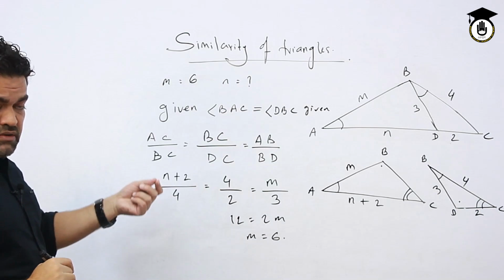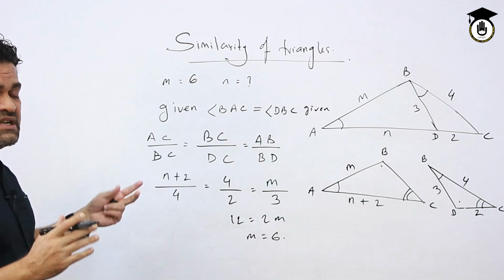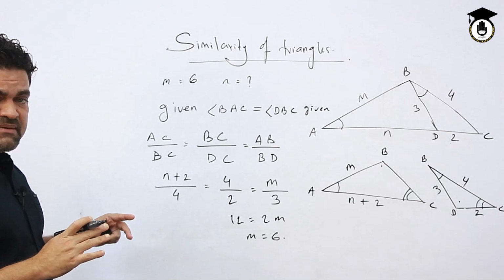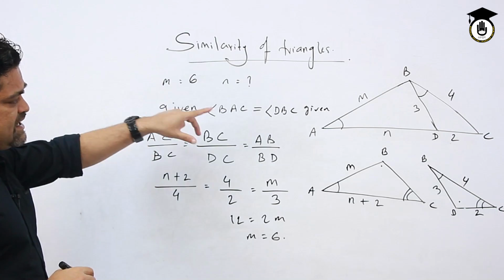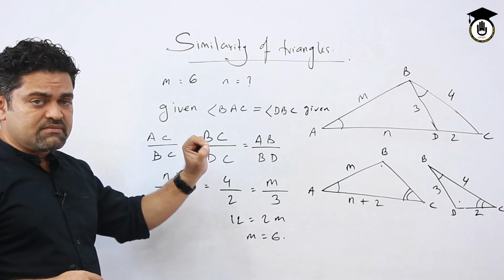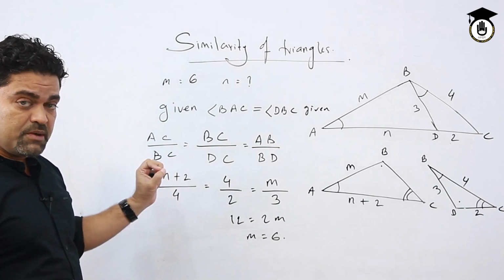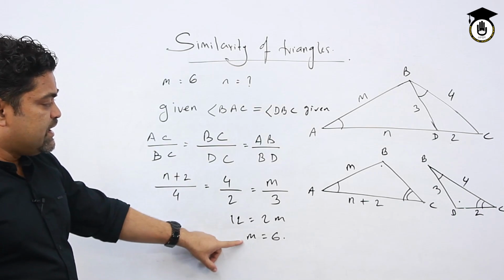If the units are given in centimeter, meter or kilometer, in some cases you have to write the units also. As here I'm not bothering about the units, I'm just giving you the concept of how to solve the similarity of triangles and how you're going to sort out this problem. So here the value of M is 6.